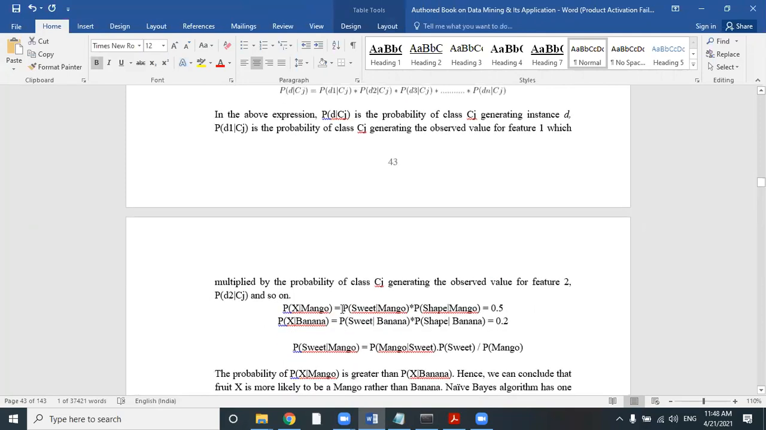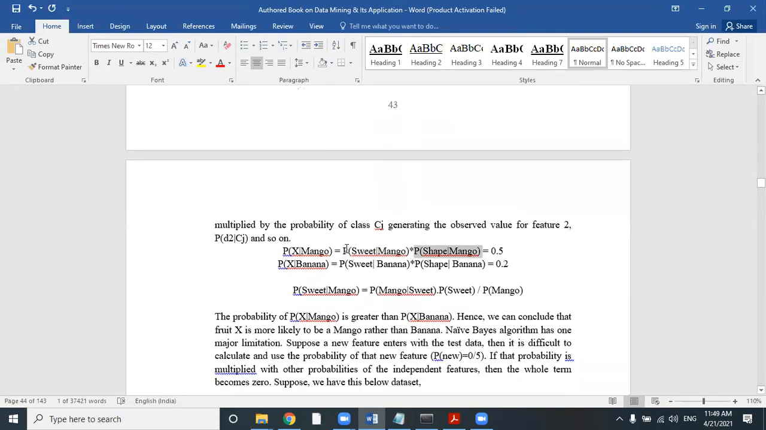So we have to calculate the conditional probability of sweet given the class mango, multiplied by the conditional probability of shape given the class mango. Now to check the conditional probability of sweet given mango, again we'll have to derive the formula in such a way: probability of mango given sweet times probability of sweet, total, divided by probability of mango. Do you agree? Does everyone agree with me?